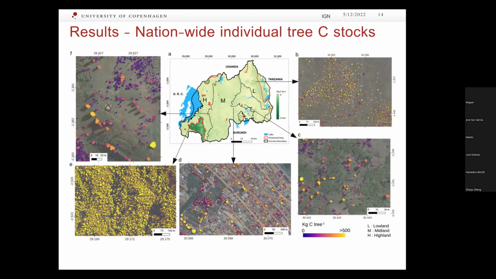So after that, we got a nationwide individual tree carbon stock. Every tree that we've mapped now has its carbon associated with it. And so that's basically how we mapped both the trees and the carbon.